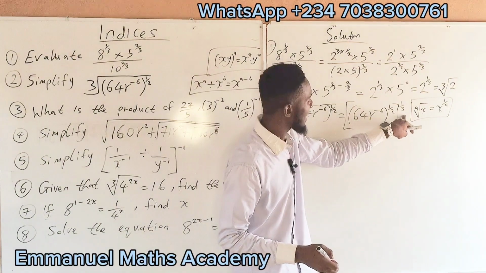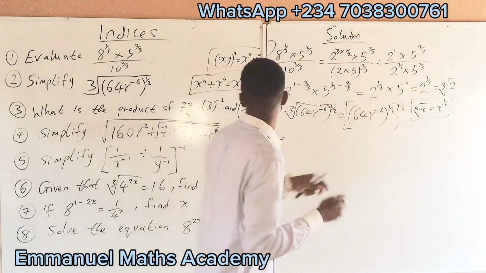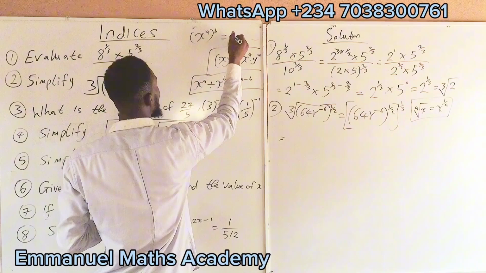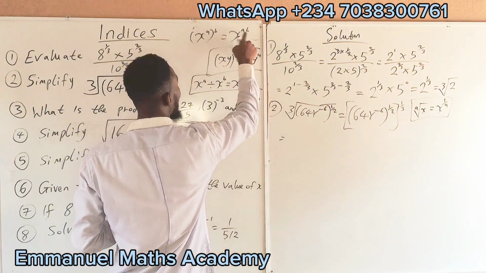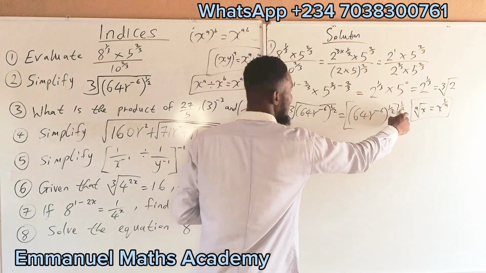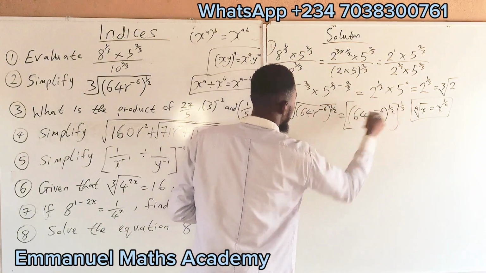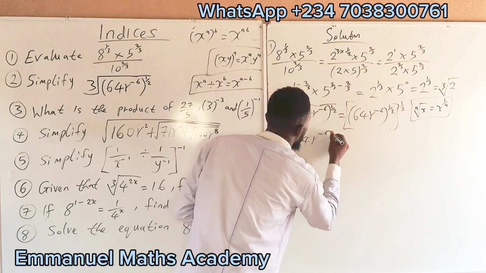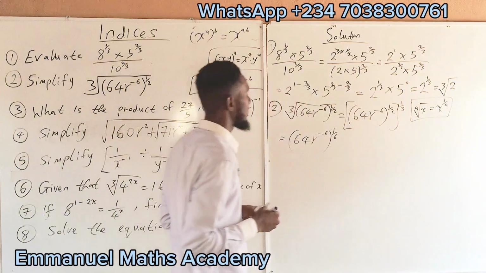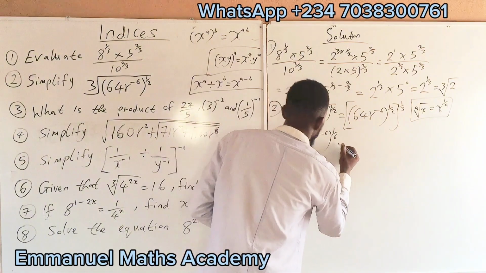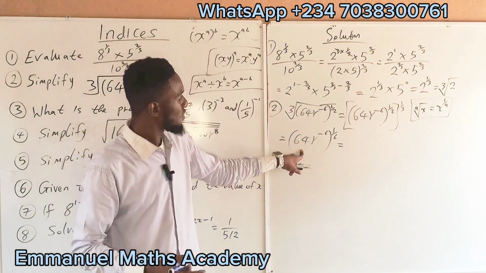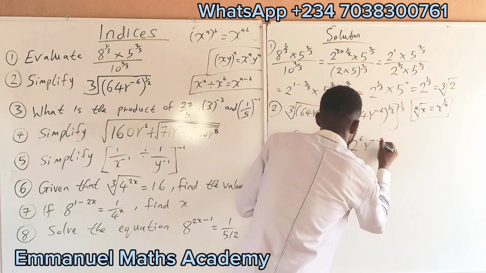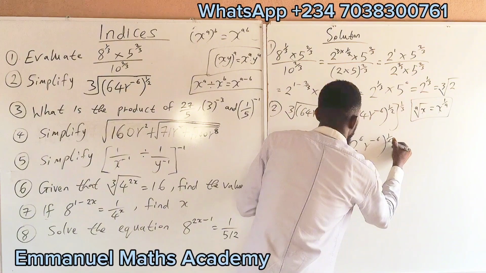You use this power to multiply, applying the power rule, right? When you say that if you have x power a power b, this is equal to what? x power ab, where the power will multiply each other, right? If you use this power to multiply each other, we have what? 1 over 6. That means this is equal to what? 64r power minus 6, all power 1 over 6, right? Now 64 is the same thing as 2 power 6, right? If you break it down, you have 2 power 6 r power minus 6, all power 1 over 6.